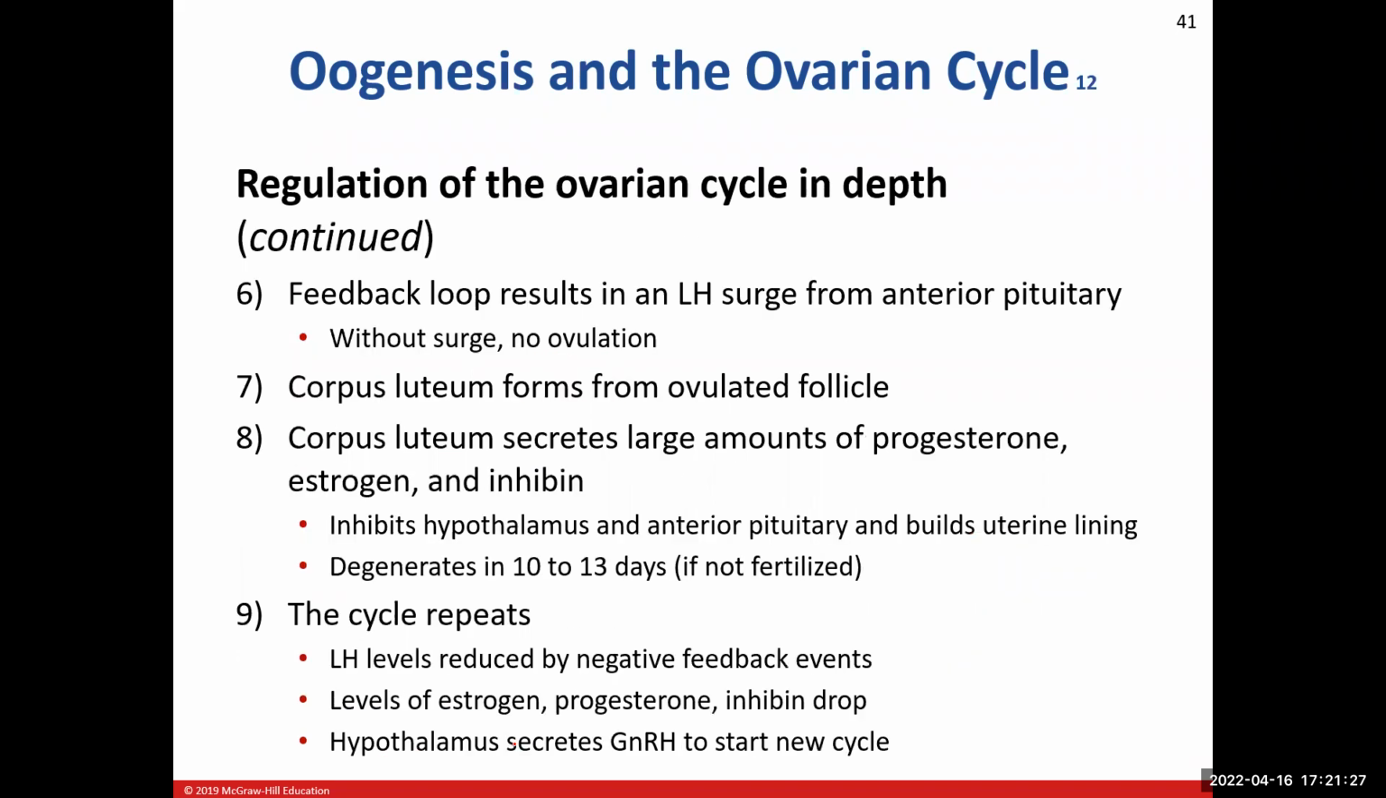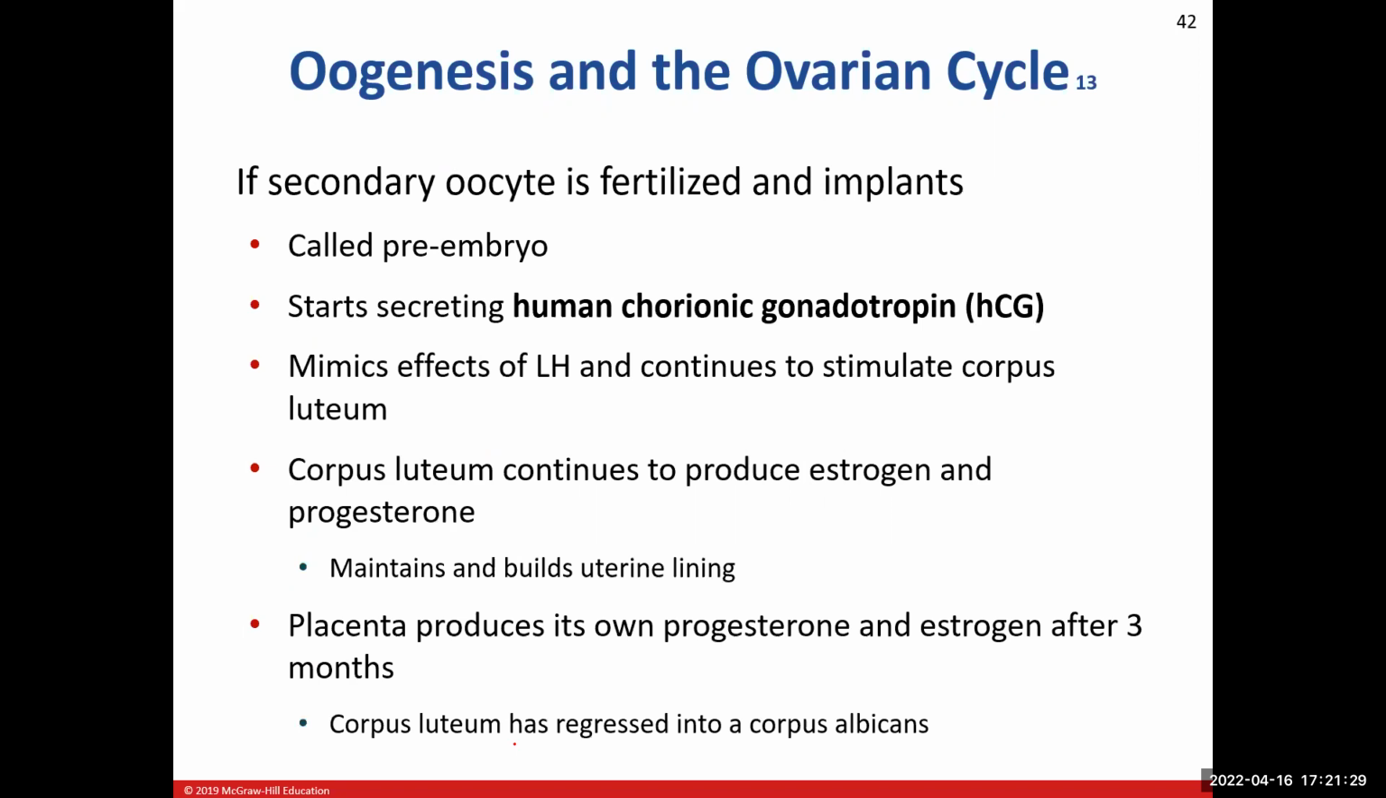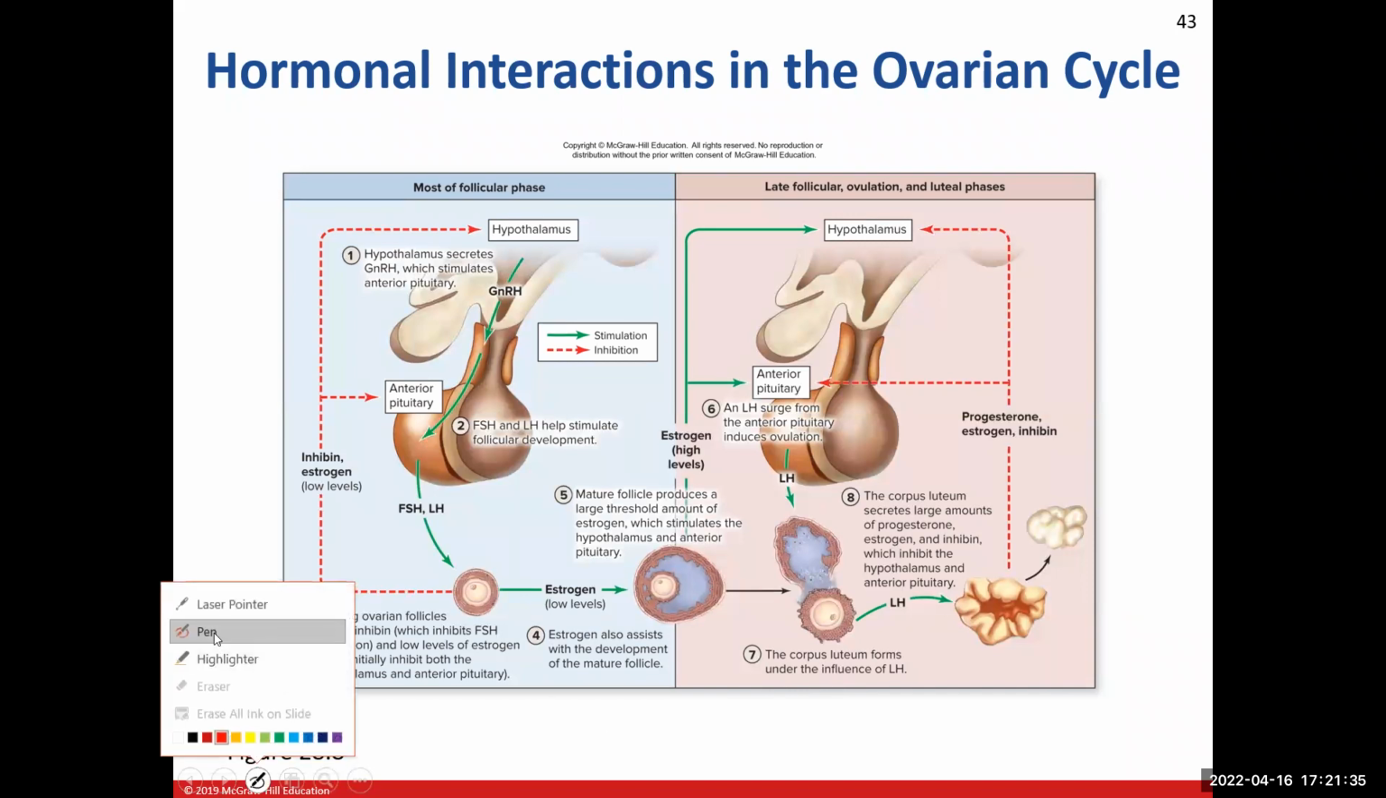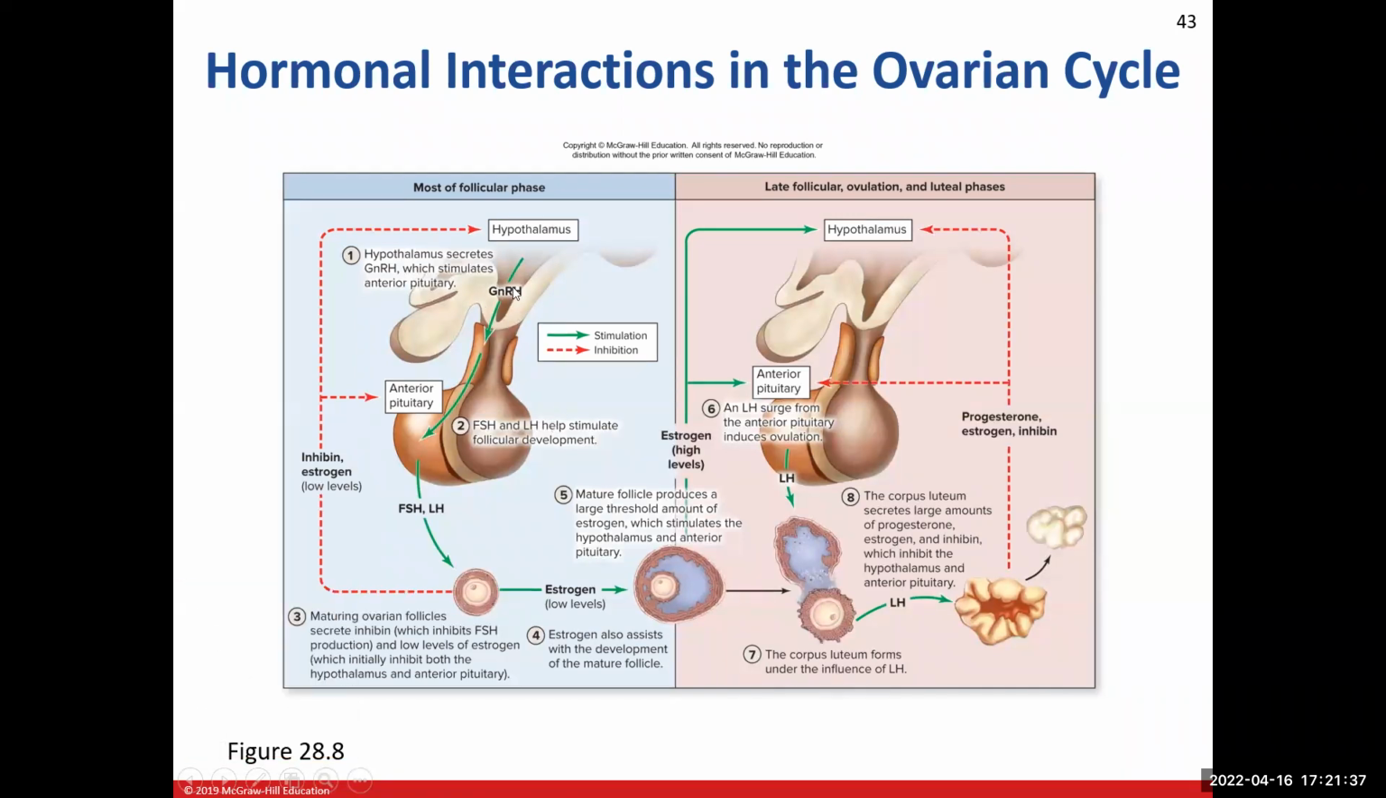Now let me just show you this in a picture before I get into that. Let's start off in the beginning here. Here is our hypothalamus releasing the gonadotropin releasing hormone. It goes to the anterior pituitary. GnRH is going to stimulate the anterior pituitary to release FSH and LH, and that is going to trigger the maturation of random ovarian follicles.